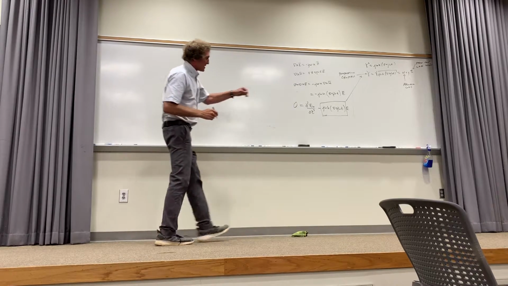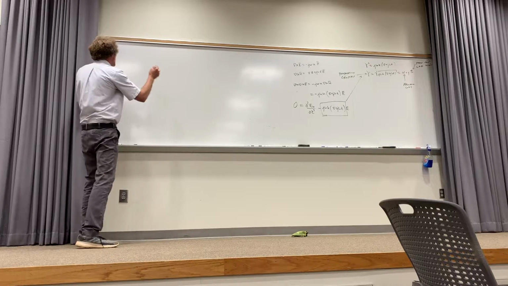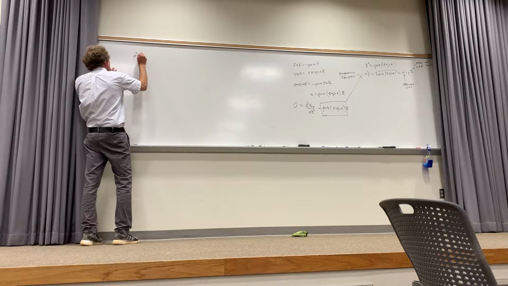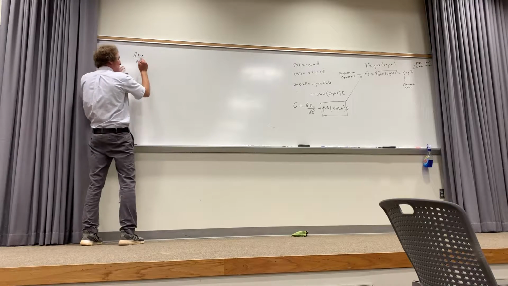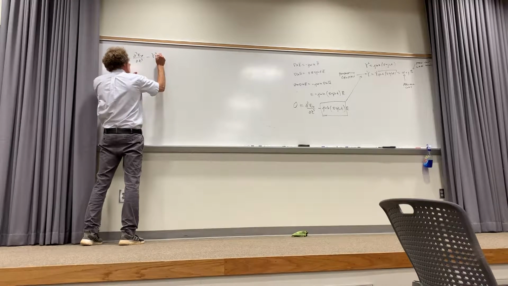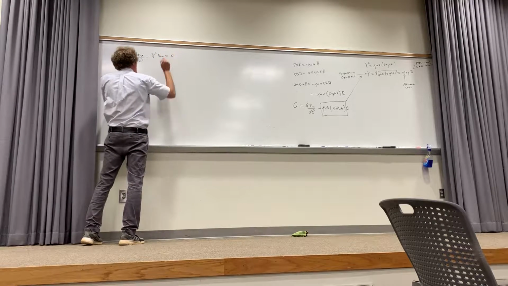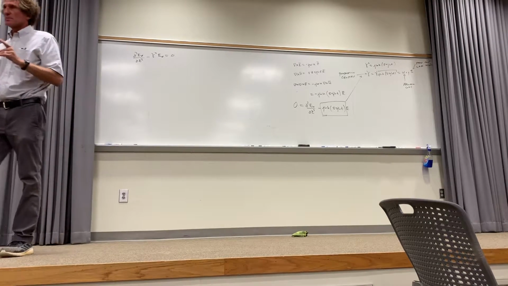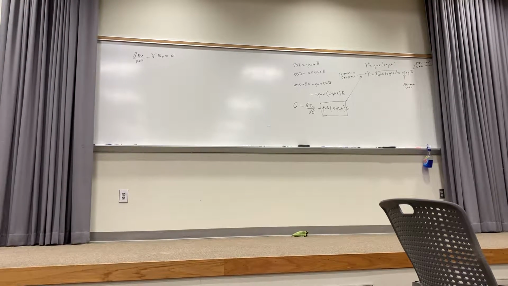So I'm going to start right there, and now replace it with gamma squared. So I have the second derivative of Ex with respect to z squared, and then it's going to be minus gamma squared times Ex equals 0. So that's just a single equation with a single variable.